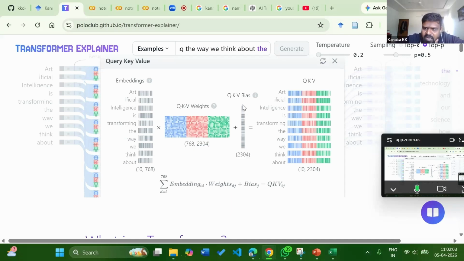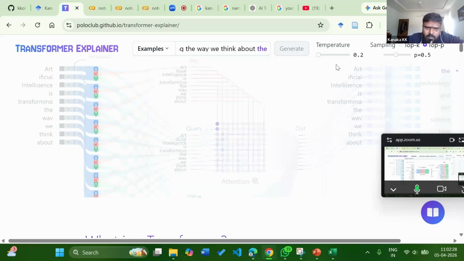Since this is an addition, the number of columns should be the same as here. The number of columns here is 2304, and we are adding the bias. So ultimately, after multiplying and adding the bias, we get a matrix with dimension 10 comma 2304. So this is how the QKV matrix came. Now, moving on to the next topic.